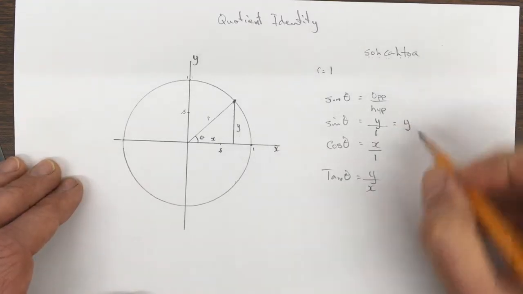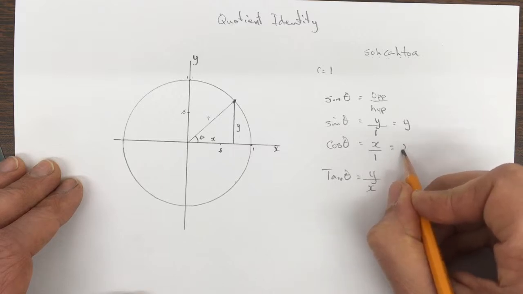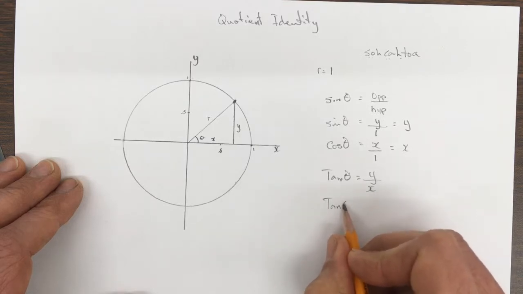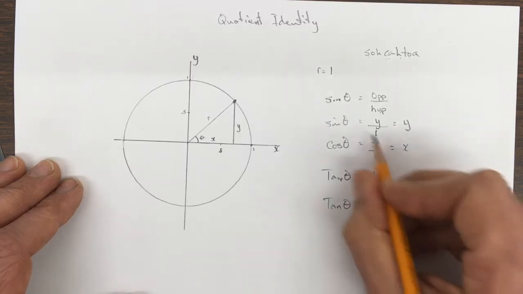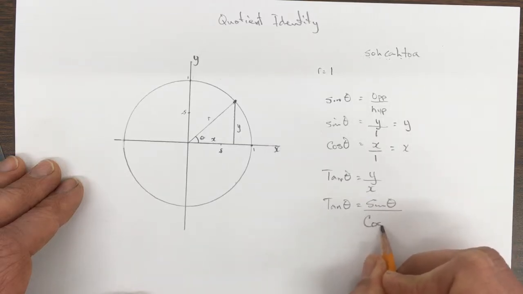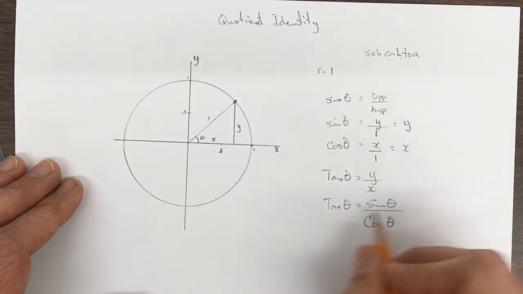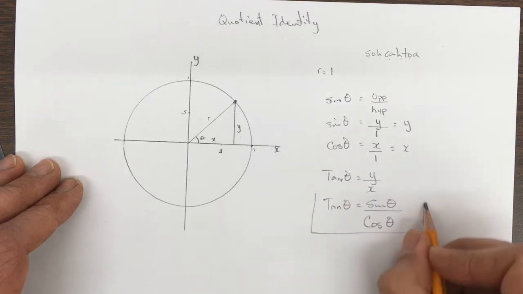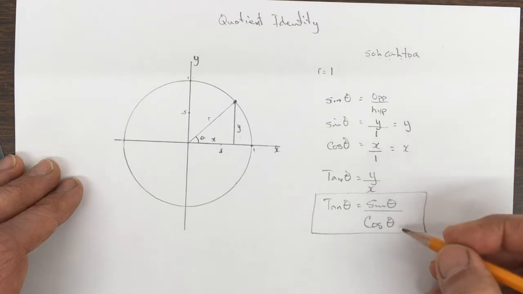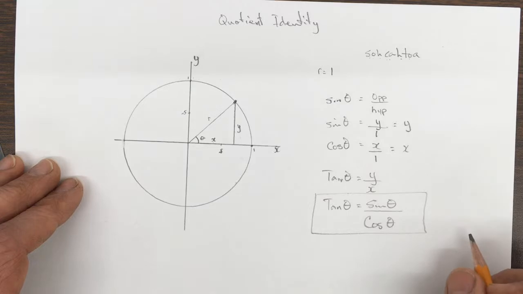But we've just shown that sine theta is y and cos theta is x. So we can rewrite this tan theta as sine theta over cos theta. So this here is the quotient identity. We're dividing sine theta by cos theta. The ratio of sine theta and cos theta is tan of theta.